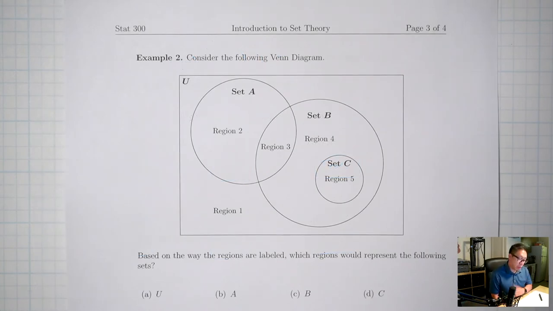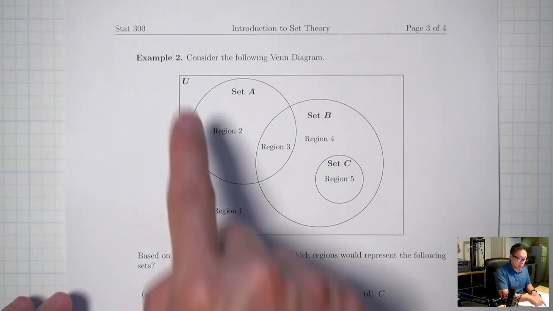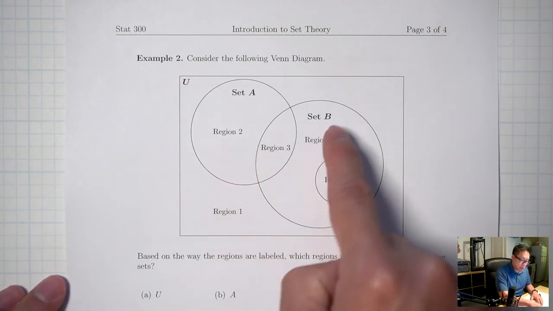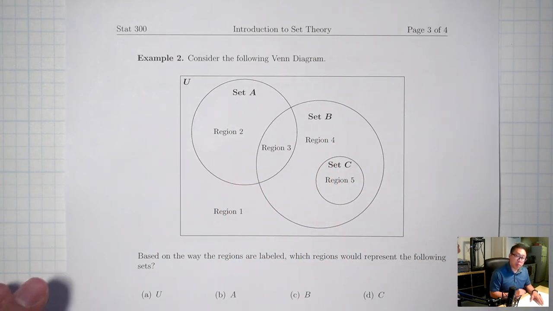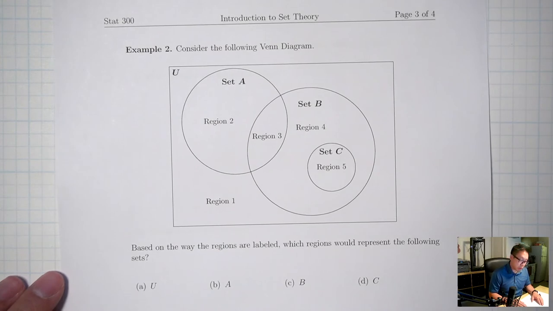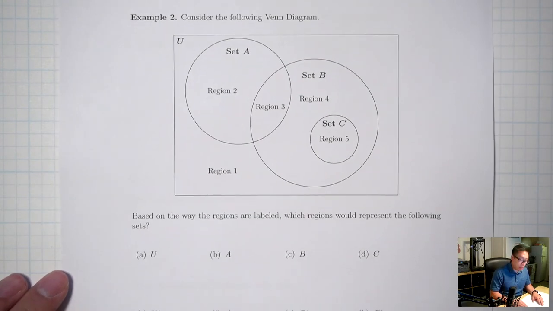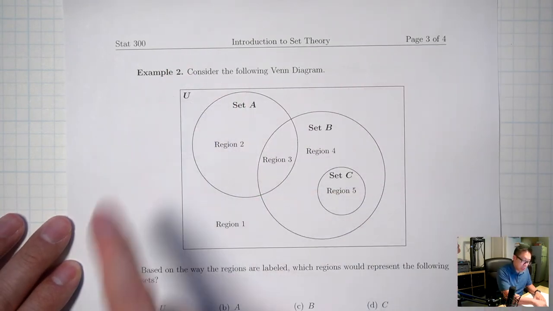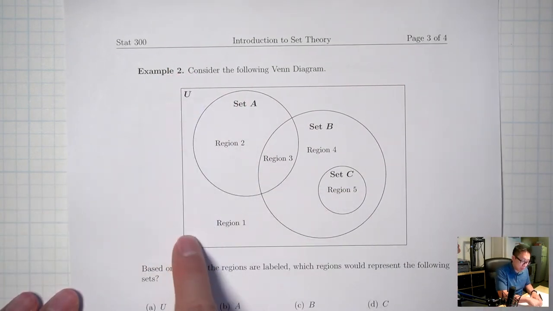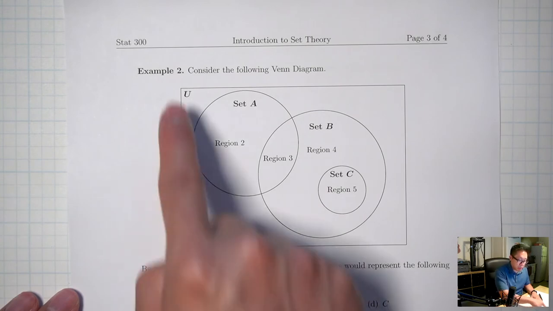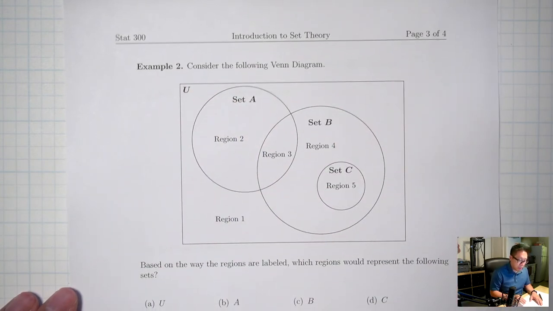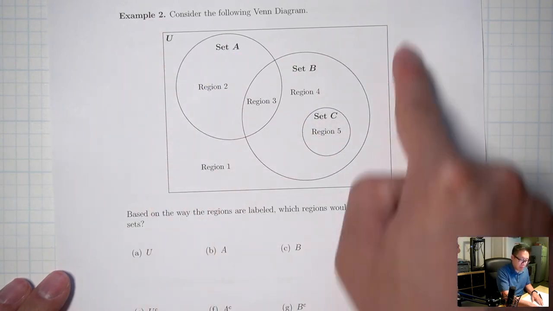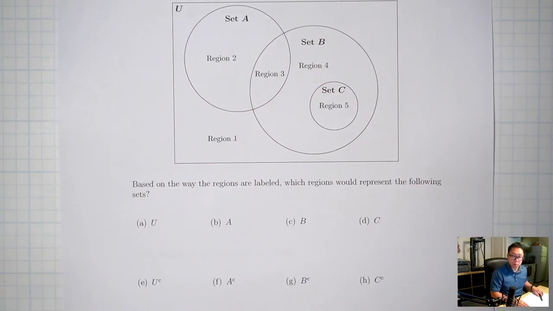Example 2. Consider the following Venn diagram. So Venn diagram is just this picture here. We have regions 1, 2, 3, 4, and 5. Based on the way the regions are labeled, which regions would represent the following sets? First one is U. U is the big rectangle, so it's asking what regions are inside of U. So list the regions that are inside of the big rectangle. Well, it's all of them, right? So 1, 2, 3, 4, and 5 are all inside of the big rectangle U.